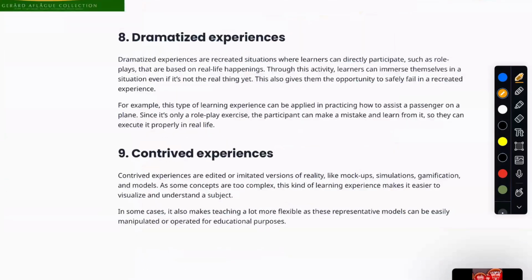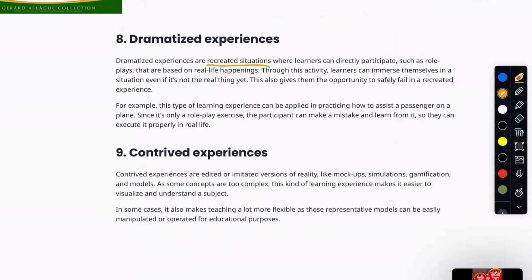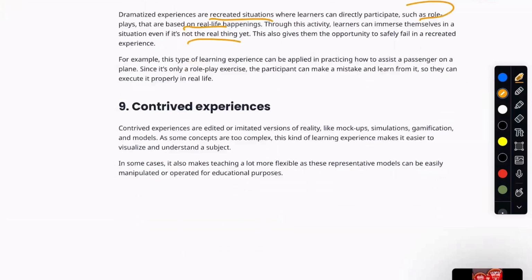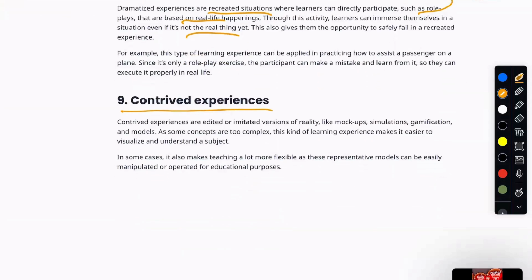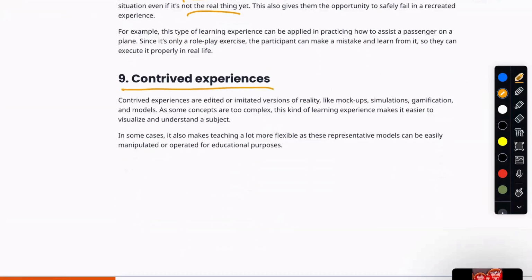Dramatized experiences are recreated situations where learners can directly participate, such as role plays that are based on real life happenings. Learners can immerse themselves in a situation even if it's not the real thing. Now, contrived experiences are edited or imitated versions of reality, like mock-ups, simulations, games, and models.